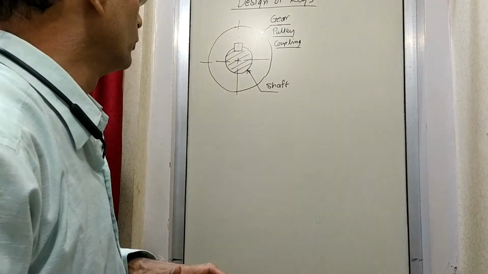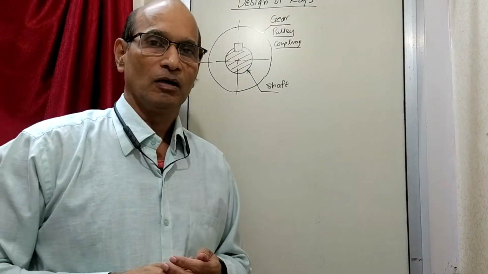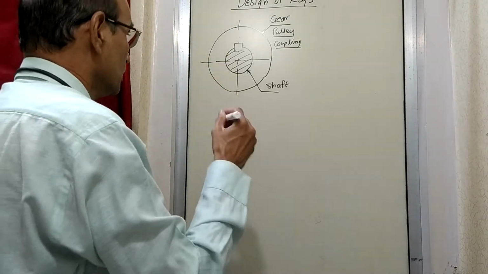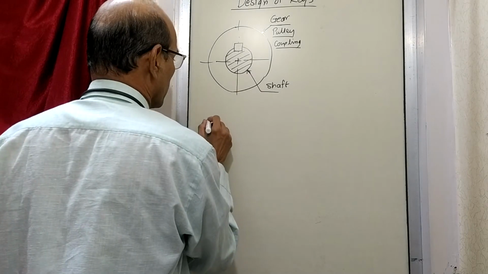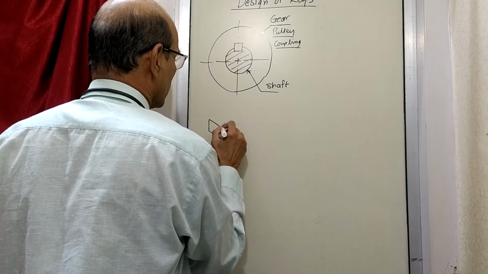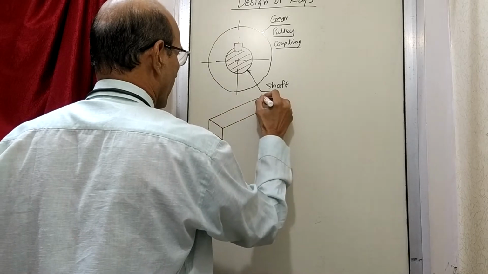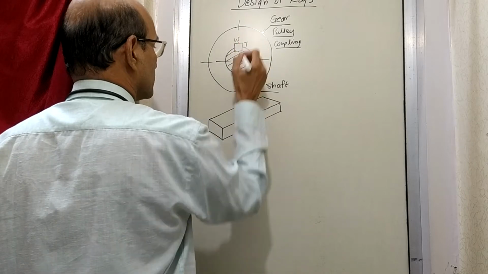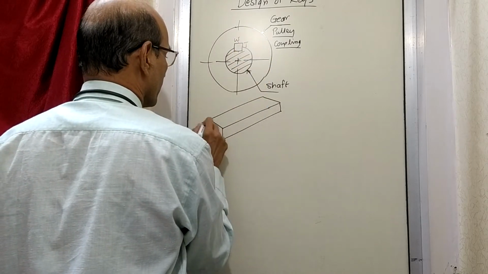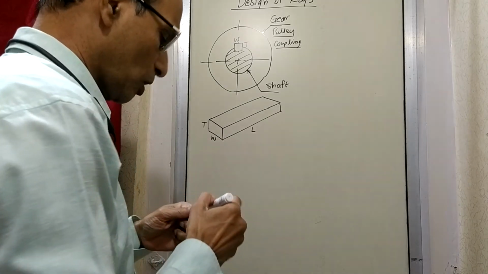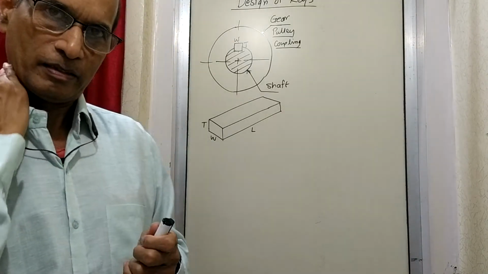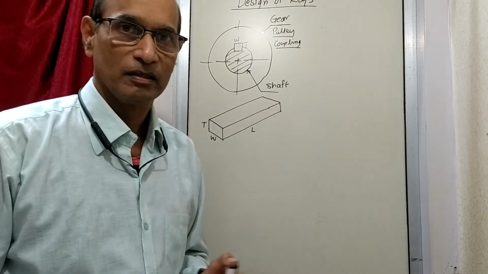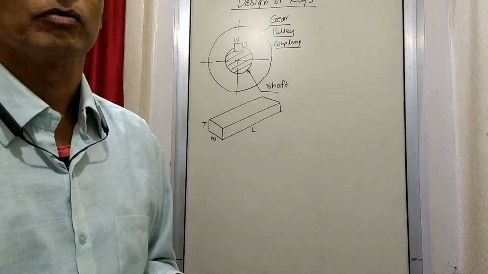Now when we are going to learn the design of a key, what we are supposed to do is find out the dimensions, as usual, of a key. If I want to draw the key, it will look something like this. This is width W, this is thickness T, and this is length L. We are taking a simple rectangular key whose cross section is W by T. W is width, T is thickness, and L is the length. These are the sizes which we want to find out.